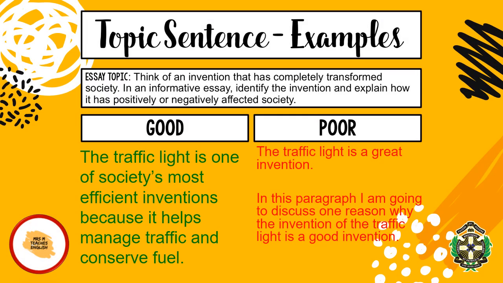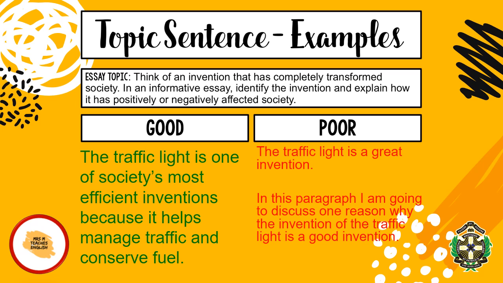To illustrate good and bad topic sentences, let's move for a moment outside the world of literature. Imagine that your essay topic reads, think of an invention that has completely transformed society. In an informative essay, identify the invention and explain how it has positively or negatively affected society. And you have decided that traffic lights are the invention that you would like to write about.